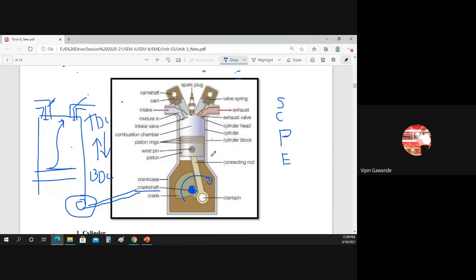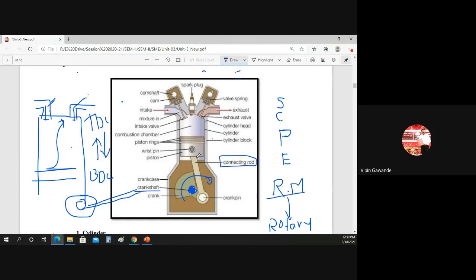So what is this movement? This is our reciprocating movement. Here the piston is moving upward and downward, that is the reciprocating motion. That motion is converted into which motion? It is converted into rotary motion, using what? Using the connecting rod. So this is, again, an MCQ question that you have to remember.